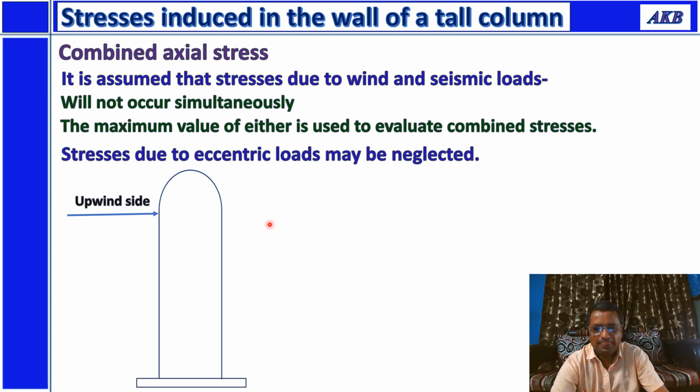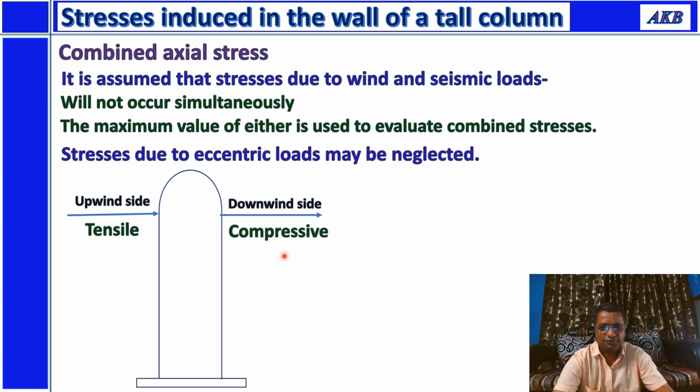Okay, so again, one more concept I would like to tell you. If you have a column and wind is blowing in this direction, this side will be the upwind side, and on this side the combined stress will be tensile stress, whereas this side will be the downwind side, and on this side the stress will be compressive. Okay, so you need to know, on the upwind side you have tensile stress, and on the downwind side you have compressive stress.